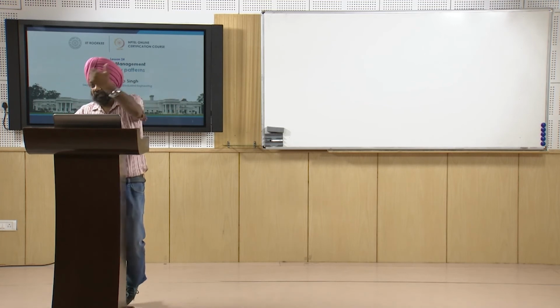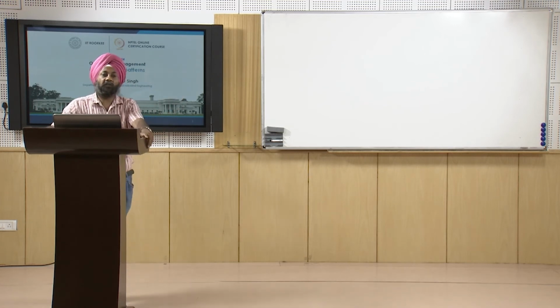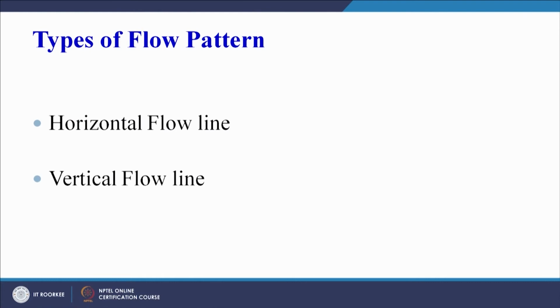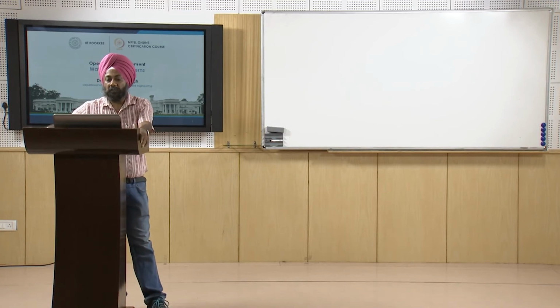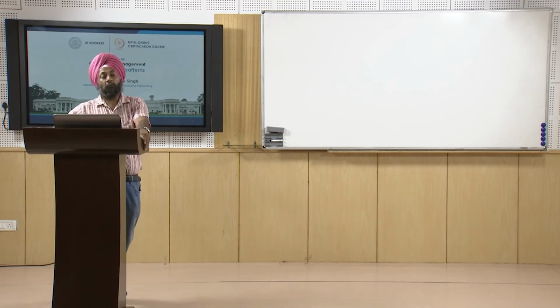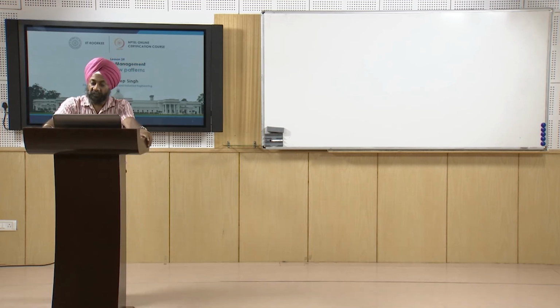These may be more theoretical. So more from a practical point of view, now let us see what are the different types of flow patterns. We have a horizontal flow line and we have a vertical flow line. We will take examples of each one of these and try to understand which type of flow pattern will be more successful or more applicable.